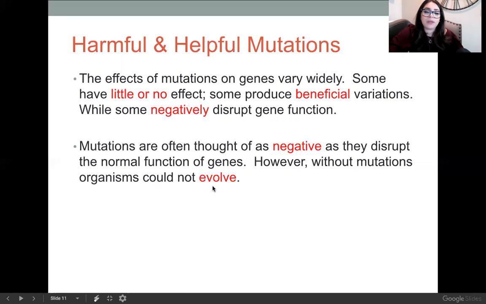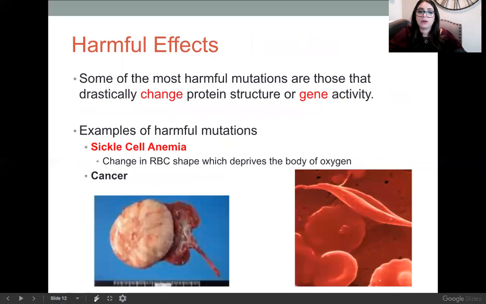Now, if it wasn't for mutations, us as humans, we would lose the ability to evolve, which means to change over time. Because evolution is a characteristic of being alive, we would not be able to continue evolving if it wasn't for these mistakes that occur.